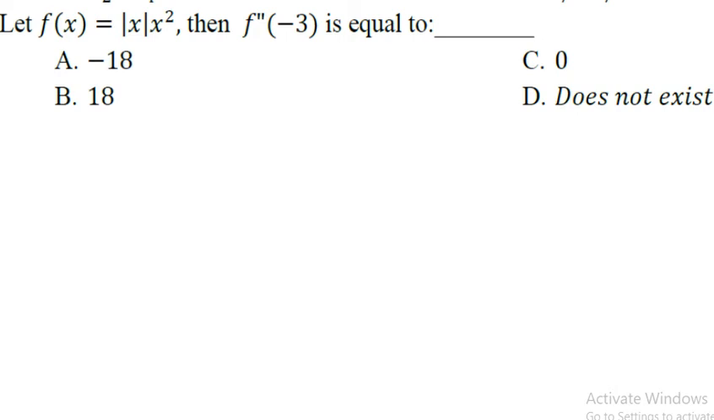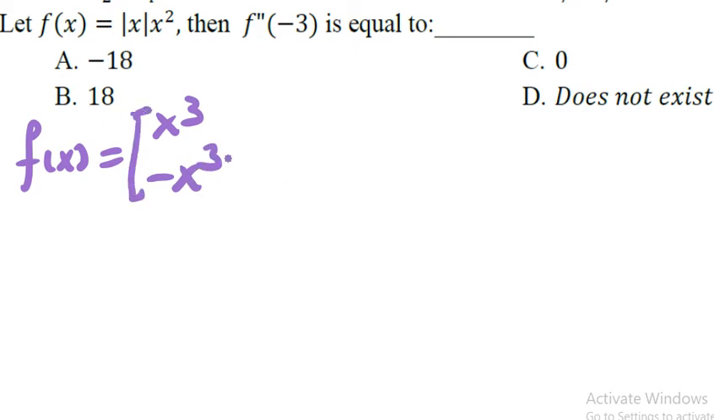So first of all, let us try to write the given function appropriately. f of x is the same as the absolute value of x, which will be either x or negative x. When x is greater or equal to 0, x times x squared will be x cubed, and the other outcome will be negative x cubed. So we have two outcomes, x cubed or negative x cubed. This is the function f of x when x is greater or equal to 0 and when x is less than 0.